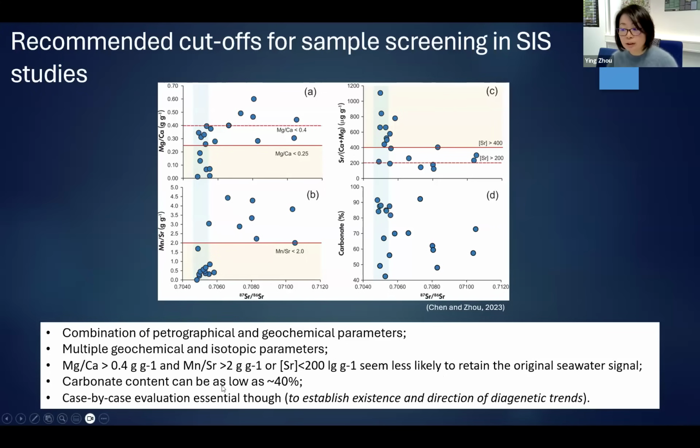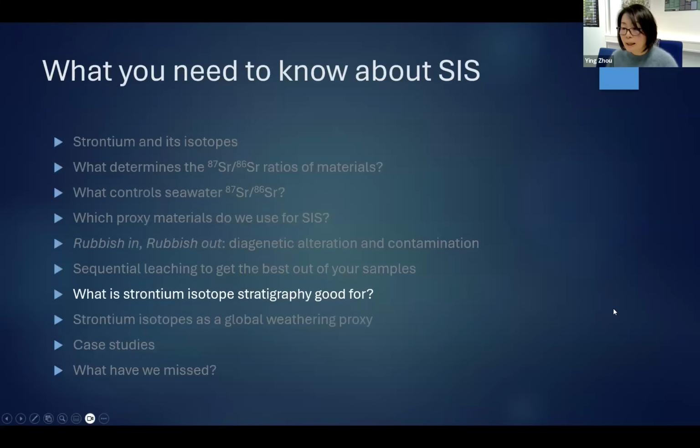And the carbonate content can be as low as 40%. We still can work with them for SIS. And also, of course, this is a case-by-case evaluation, and we do need to look into their own diagenetic trend and history.